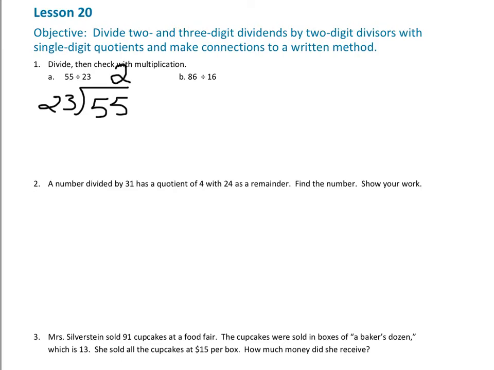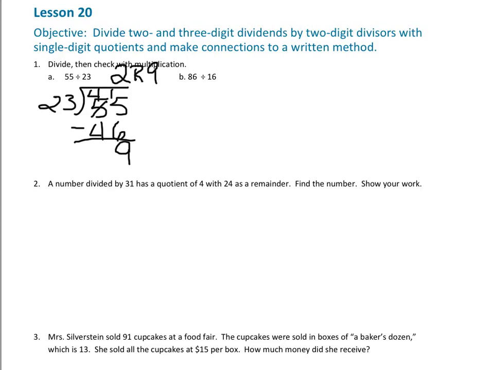2 times 3 is 6. 2 times 2 is 4. And now we'll subtract. 5 will change into a 4. We have to regroup. 15 minus 6 is 9. So we end up with 2 remainder 9.